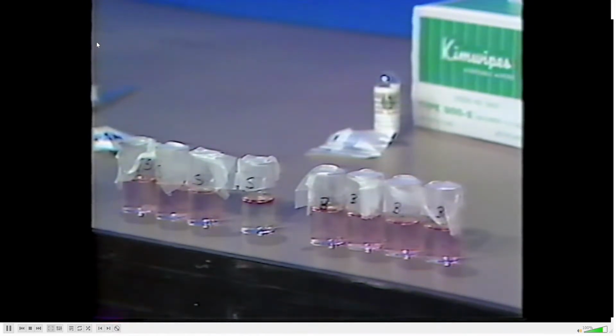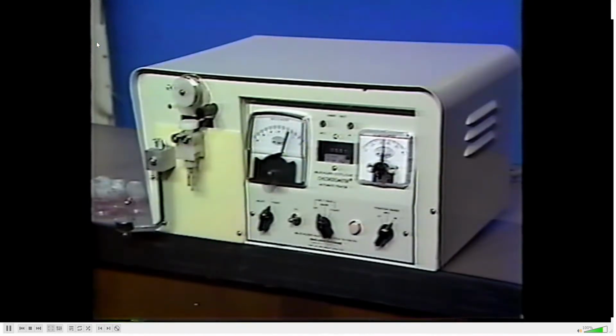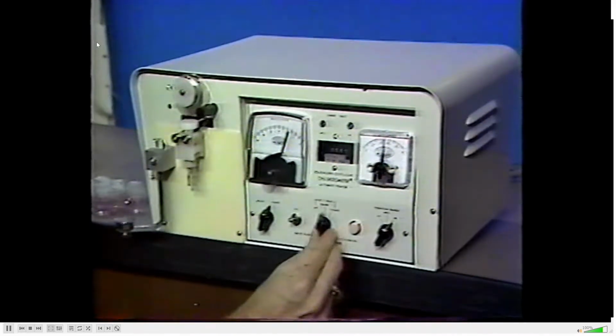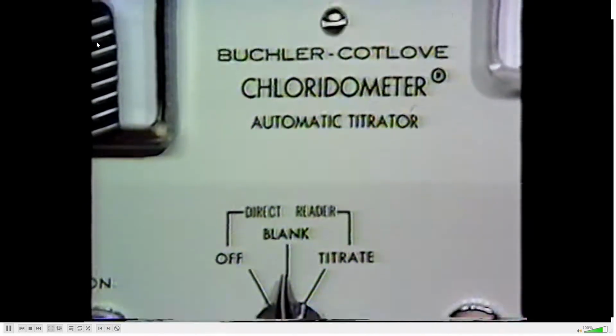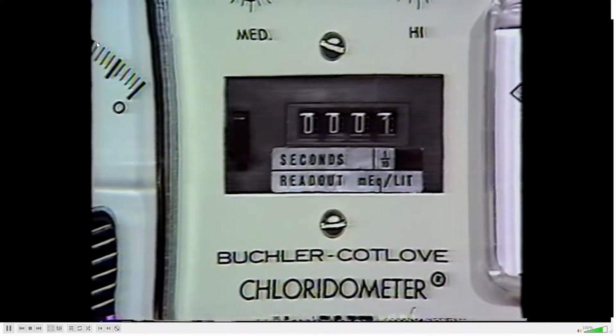Then cover with parafilm. We are ready to run a simple blanking and standardization procedure and then determine the concentration of chloride in our control and unknown samples. 6 basic operations are required for each blanking and titration. To blank the chloridometer, first turn the direct reader switch to blank. This will give all readings of blanks in tenths of seconds. Make sure the digital readout reads 0 by depressing the reset bar.